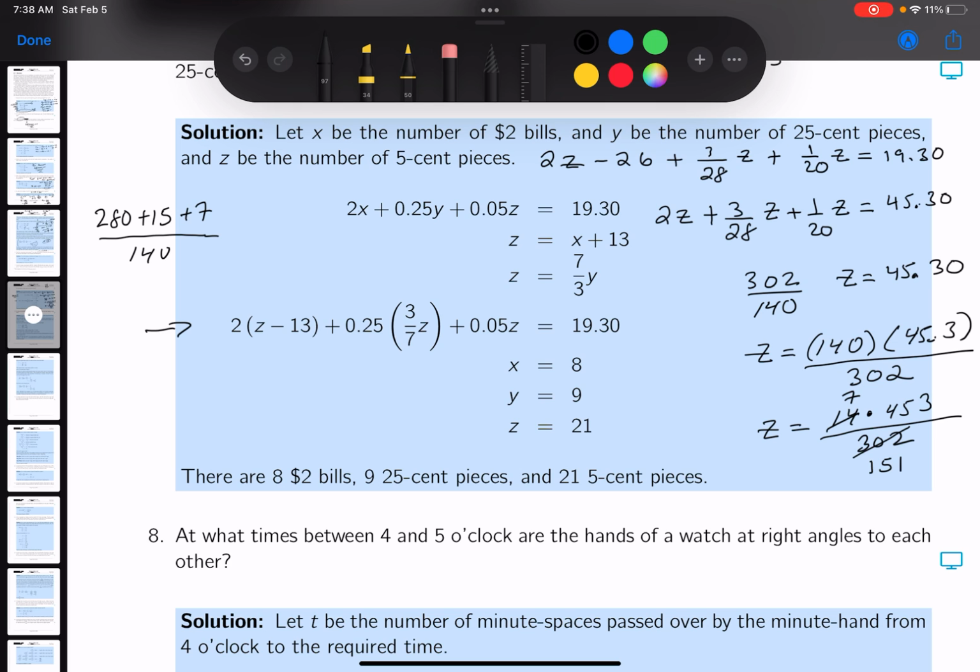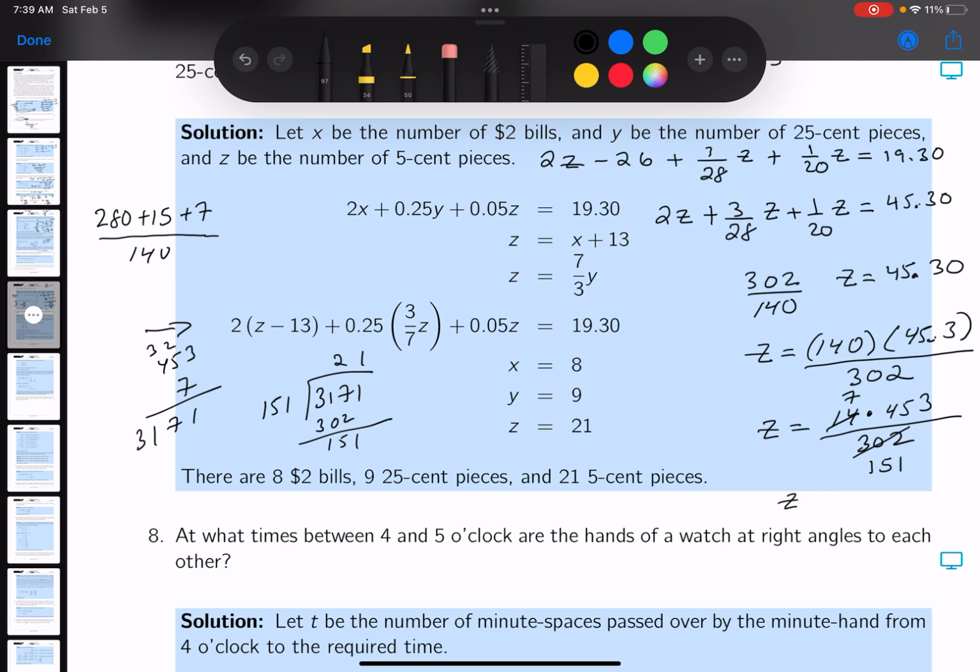Make sure I did this right. 150. Yeah, 151. What's 7 times 453? 7 times 3 is 21. 7 times 35, 36, 37. 28, 29, 30, 31. Let's write this down. 3171 divided by 151. 2. And you're going to get 302, 151. Wow, look at that, 21.